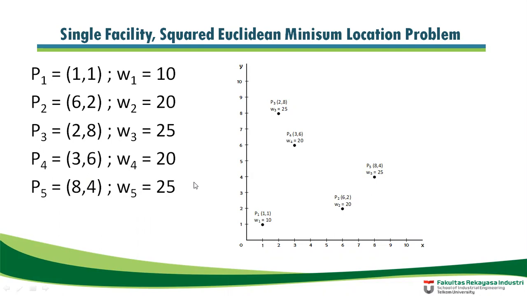If we use squared Euclidean, the other name of squared Euclidean is the center of gravity. It means we want to place a new warehouse which is centralized to the other destinations, so each destination will be close to the new warehouse.